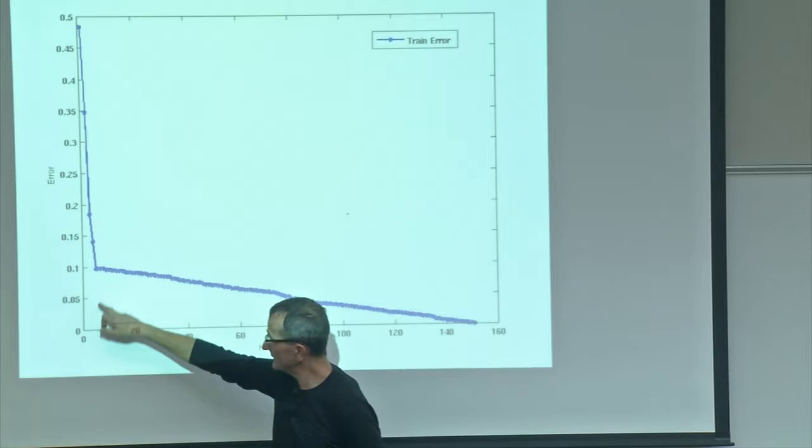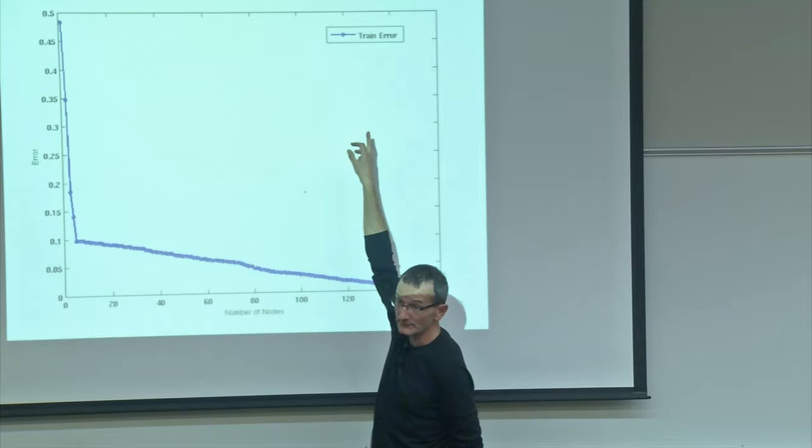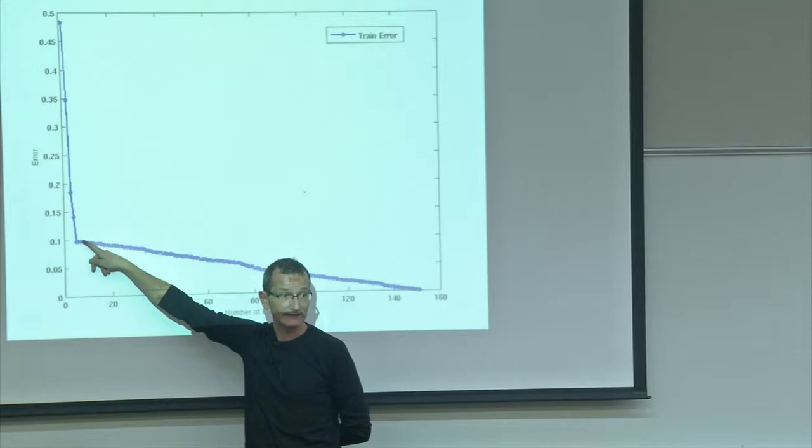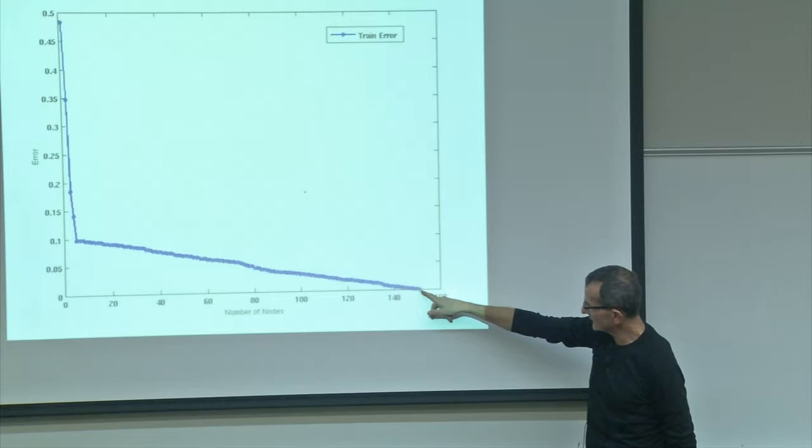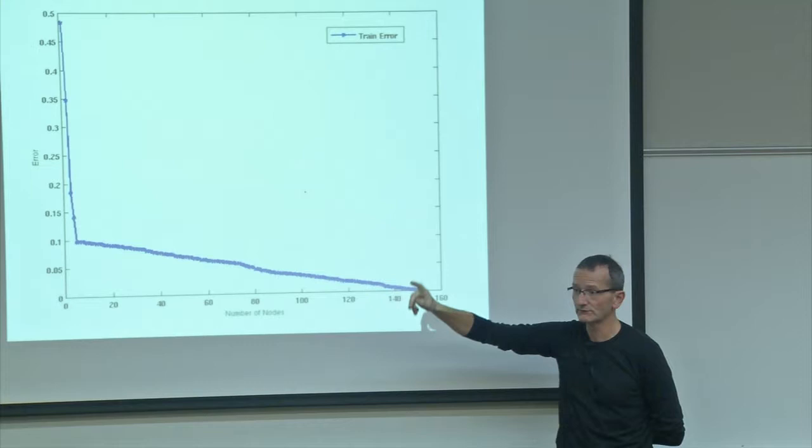As I include decisions in my tree, my training error goes down. Early on it goes down dramatically, and afterwards it slowly goes down. Once I include close to 150 plus nodes in my decision tree, I'm down to zero.